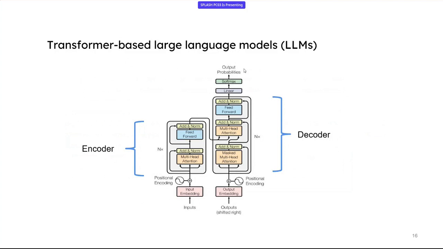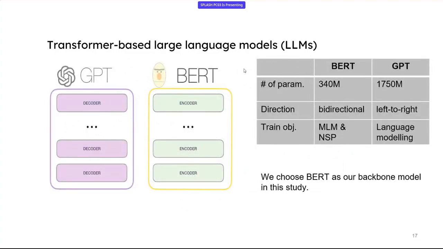Briefly, we can consider the transformer model as two parts. One is called the encoder, one is called the decoder. Those two parts later evolved into two very famous language models, BERT and GPT.